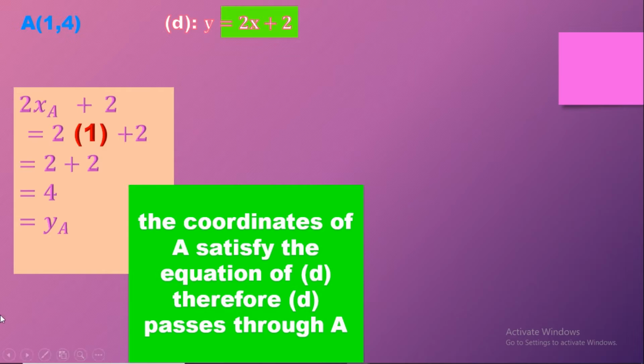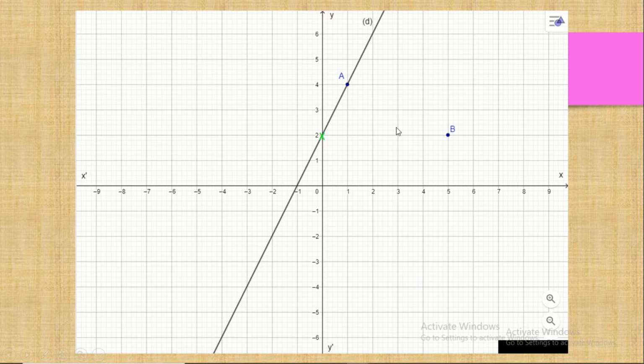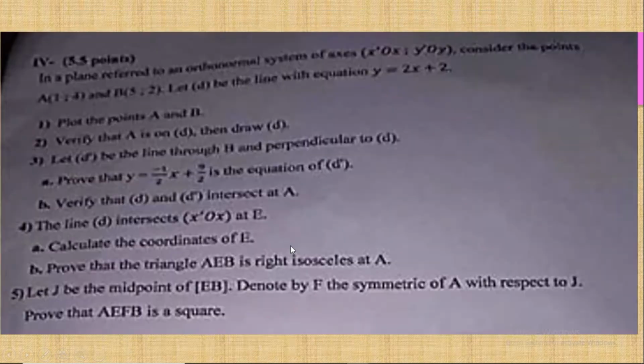Well, if you notice, we have just found the first particular point on the straight line D, which is A. So we just need to find only one other point. If we take, for example, x = 0, y = 2x + 2, so it's 2 times 0 plus 2, which gives us 0 + 2, which is 2. Then the second particular point has the coordinates (0, 2). Here we have plotted the points A (1, 4), B (5, 2), and the particular point (0, 2), and when we join it with the point A, we get the straight line D.